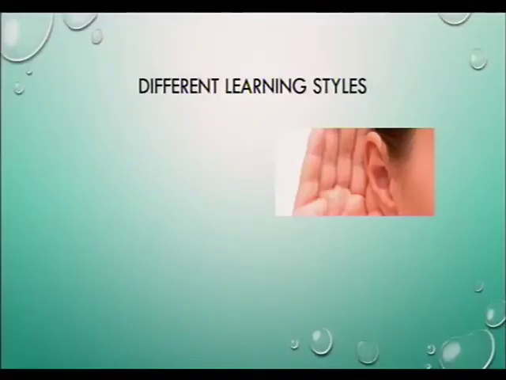Different learning styles. What are the different learning styles? How do different learners learn better or best? Some learn better when they see something, meaning visual. Visual, look at the word visual, it immediately brings vision to me, and vision meaning see. So these learners learn better when they see something.